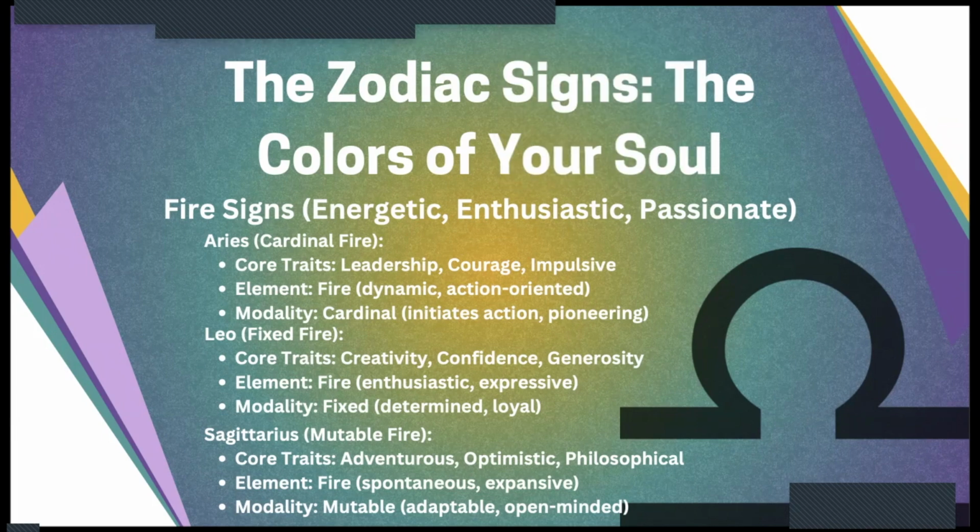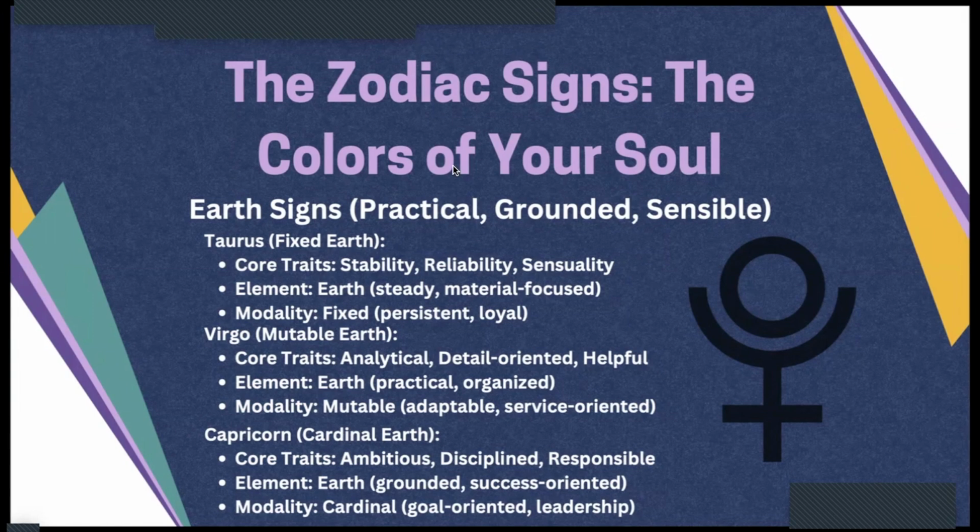Okay, so moving right along, we have our earth signs: practical, grounded, sensible. First, you have Taurus. Taurus is fixed earth. The core traits of Taurus are going to be stability, reliability, sensuality, right? Taurus is ruled by Venus.